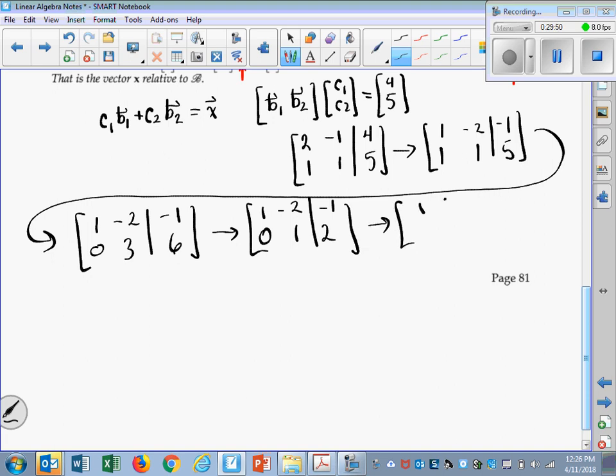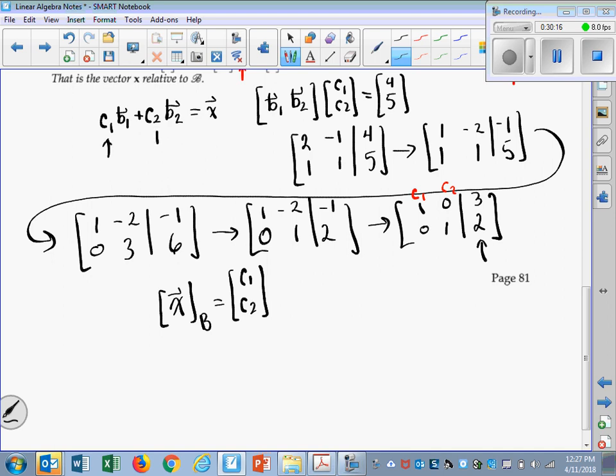And so we can now say this is the C1 column, C1, C2. So we can read off the answer here on the end. So we can say the B coordinates of X, really going to be C1 and C2, the coefficients, these two coefficients that we have from the beginning. And we just found those coefficients to be 3 and 2. Let's check our answer just to be sure.